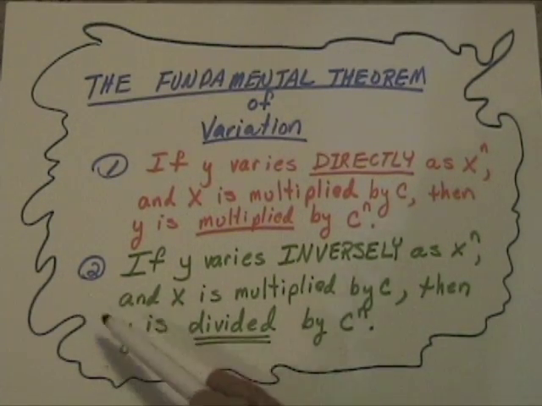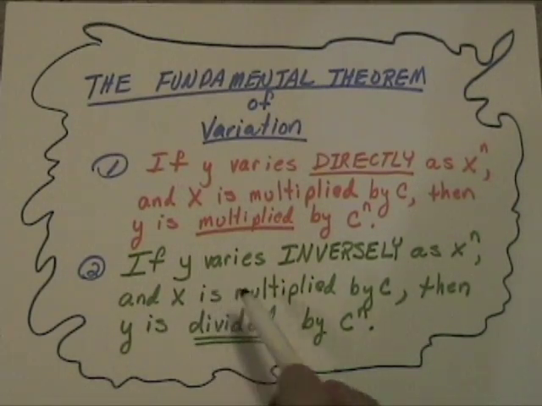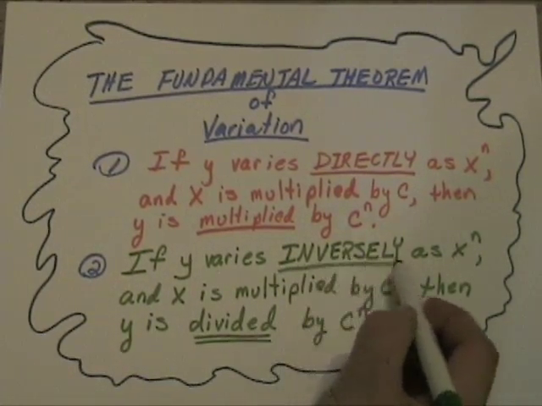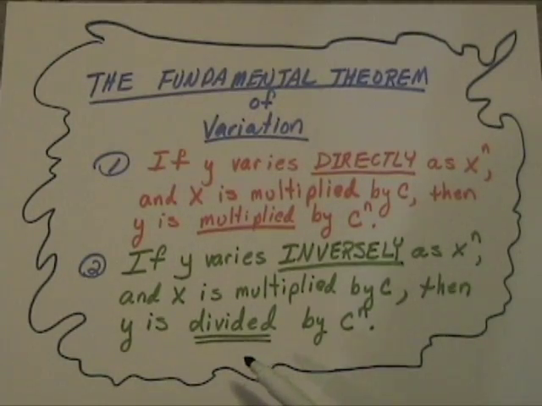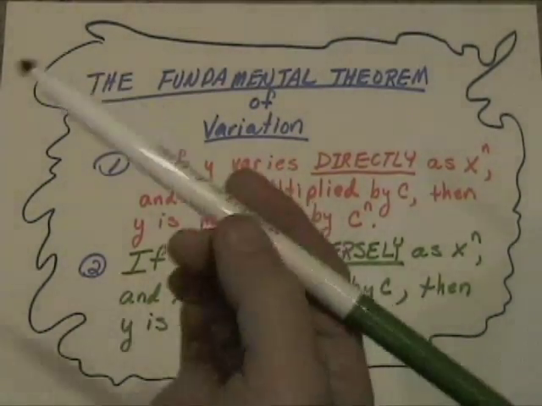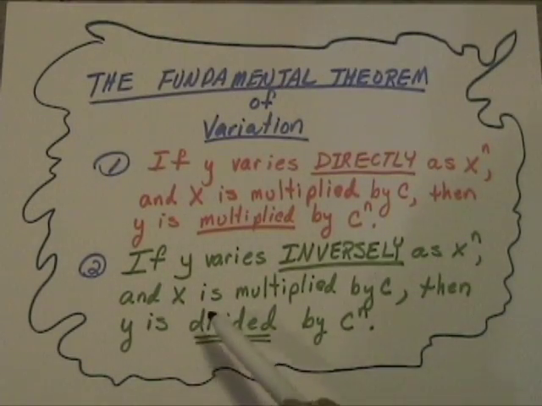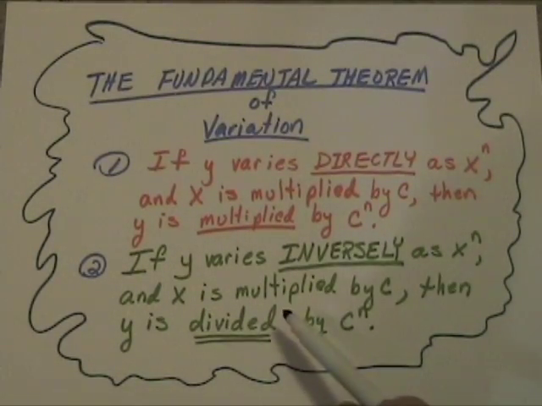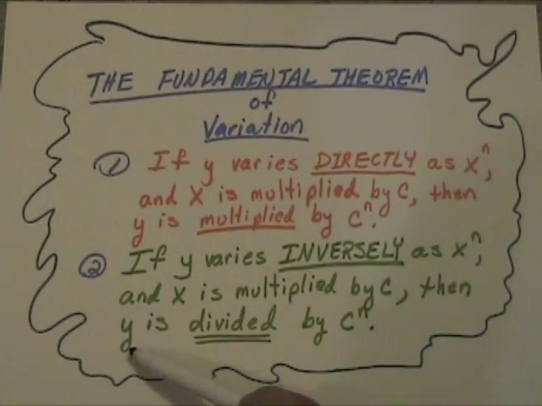Okay, second part. If y varies inversely as x to the n, and x is multiplied by c, well, now remember, in an inverse, we're creating a division problem or a reciprocal or a fraction. So we say then that y is divided by c to the n.